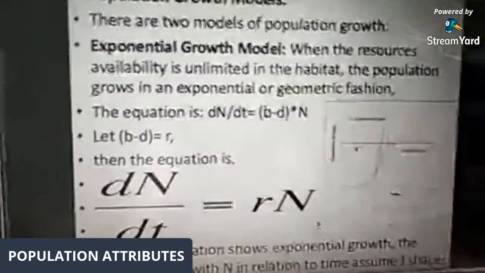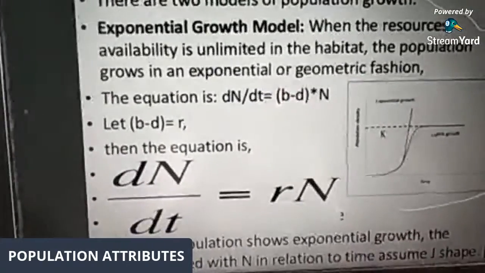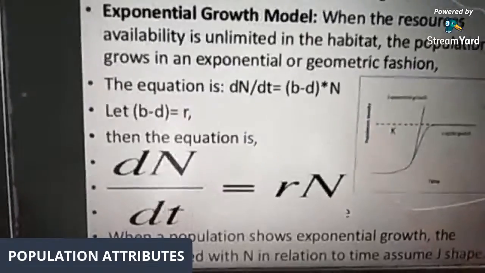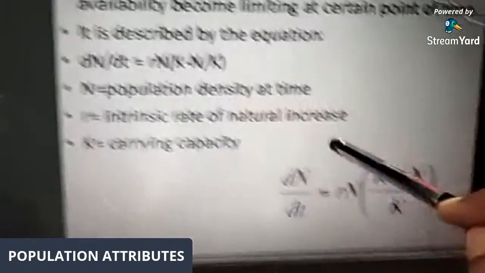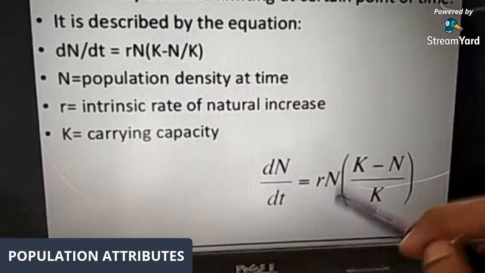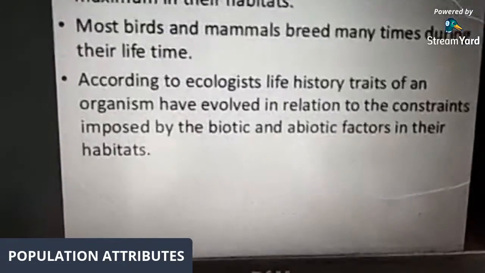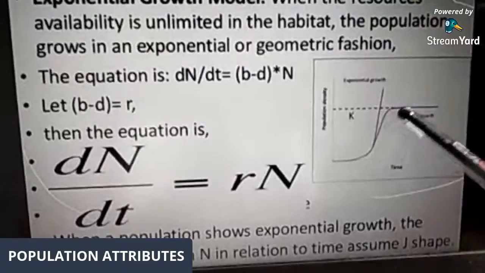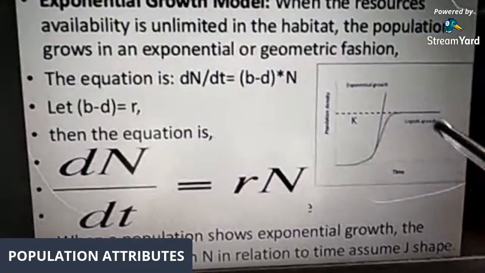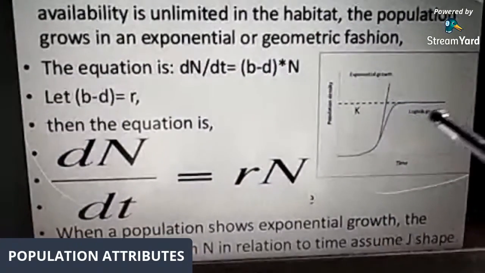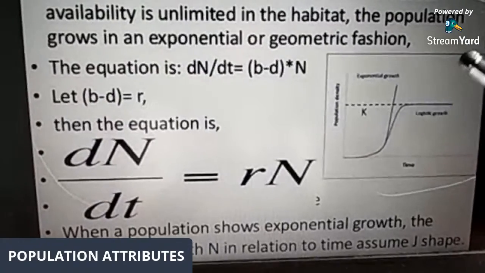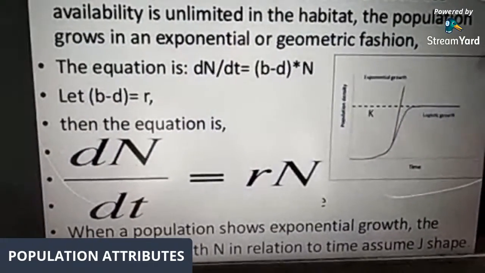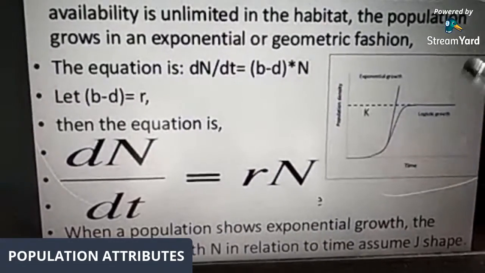So we already got the r from the J-shaped growth curve. This is the equation of the S-shaped growth curve, dN by dt equals rN into (K minus N) by K, and this is the graph of the S-shape. Look, this is the S-shaped growth curve. Clear? And what is the meaning of the carrying capacity? The maximum number of individuals that occupy an area in a unit time. So that's called the carrying capacity.